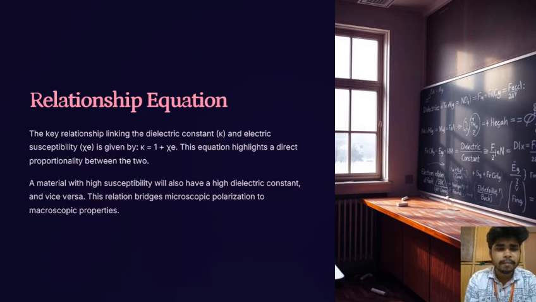So now the relationship equation. The relationship linking the dielectric constant K and the susceptibility chi is given by K equals 1 plus chi. This equation highlights a direct proportionality between the two. A material with high susceptibility will also have a high dielectric constant and vice versa. The relation bridges polarization to macroscopic properties.